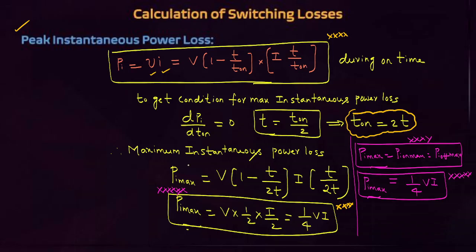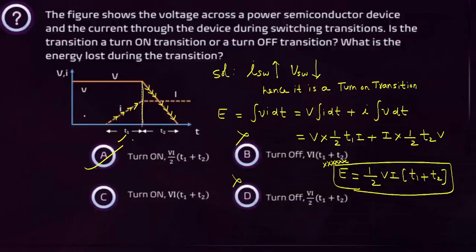And this formula is also applicable only for linearly rising and linearly falling. This is the formula for peak instantaneous power loss. That observation is also very important. And based on this concept, I solved one model of question here. Please practice this question.